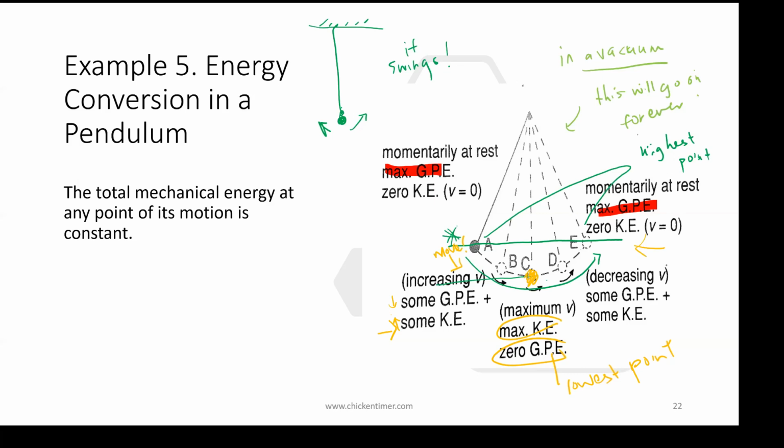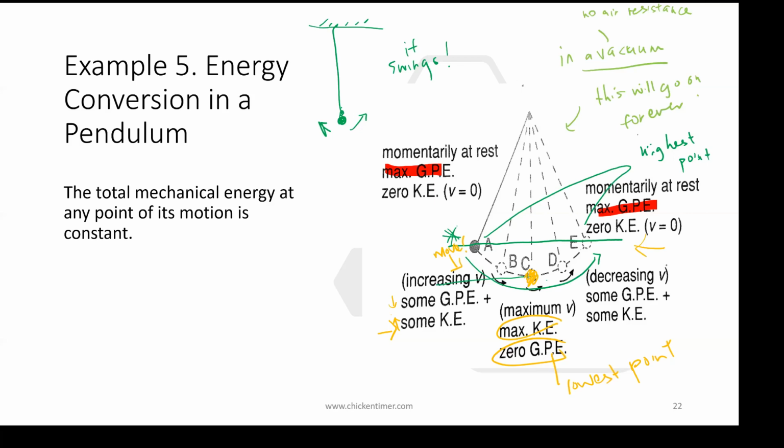Because in a vacuum, there's nothing. So there is no air. When there's no air, there is no air resistance. There's no wind. So there's nothing to stop the pendulum from moving. So the energy will be transferred from KE to PE, PE to KE. Energy is not lost because of air resistance. So that's why this thing will go on and on forever if it's in a vacuum.